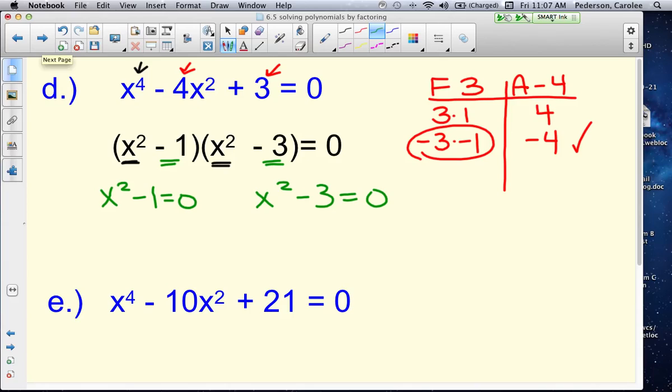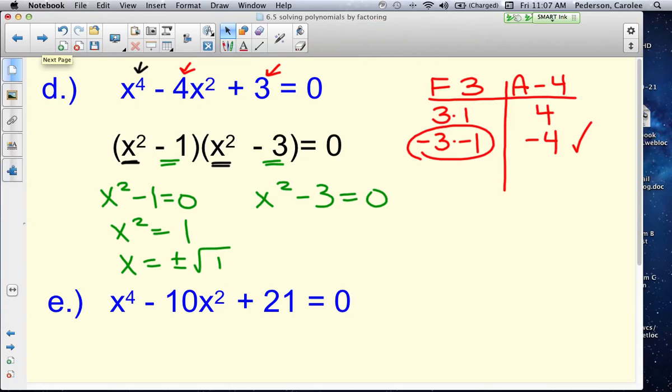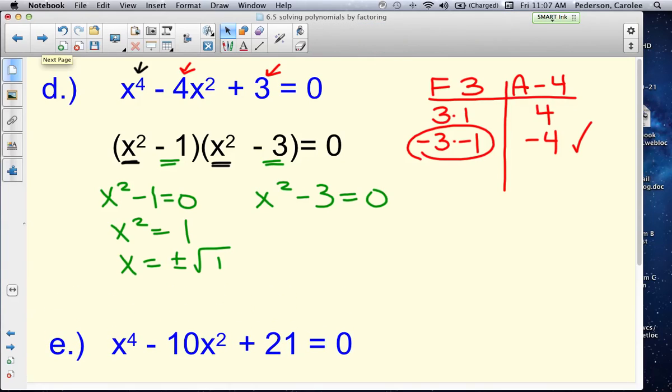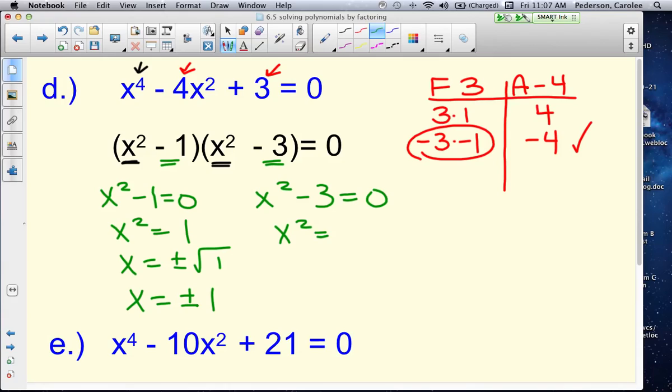So we solve by undoing. So we're going to add 1 and then square root it, like we did in the last example. So we get plus or minus the square root of 1, which is 1. So there's two solutions, plus or minus 1. Come over to the second equation, undo here. So we would add 3, then square root it, plus or minus the square root of 3. So there are your 4 solutions.